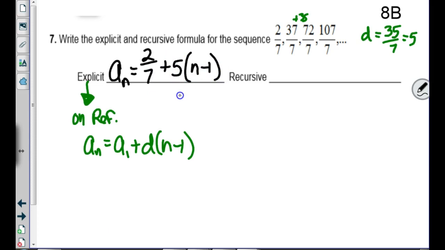But some of you put this on the post test, and you just wrote a sub 1 here. You got to put in the number, okay? Recursive, a whole bunch of you missed on the post test. Recursive, you need two parts. You need to tell me the first term and how to get to the next term based on the previous term. That's it. So for this example, you tell me the first term is 2 over 7, and how do I get to the next term? Add 5. That's it. You're going to get that part right tomorrow, the recursive? I hope so.